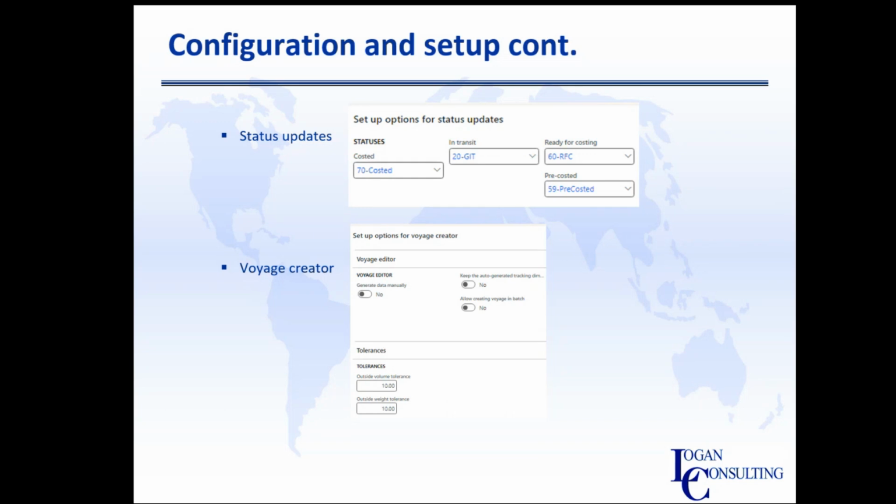Within the voyage creator, the portion I want to talk about here is the tolerances section. You have the outside volume tolerance and outside weight tolerance. Your tolerances are set up on your shipping containers, your shipping container types specifically. As we'll see later in another slide, you have to set up a volume and a weight for a specific shipping container. This allows you to set up some tolerances for a typical shipping container volume and weight, but you want to set up a tolerance to allow an over volume or an overweight. Typically, it's best practice to set these tolerances to 0 and set your volume and weight to your maximum volume and your maximum weight.